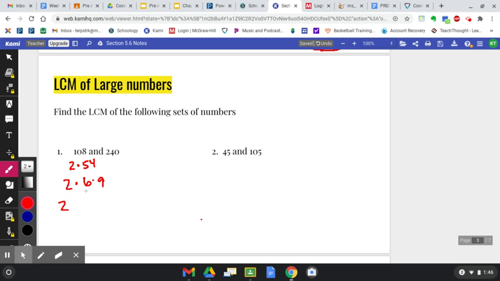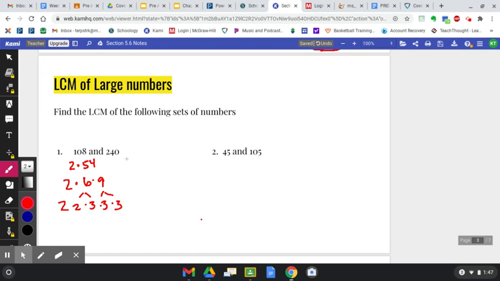2 is prime, so that stays. This would be 2 times 3. And 9 would be 3 times 3. Right? So I've broken that down into all prime numbers. They can't be factored down any further.